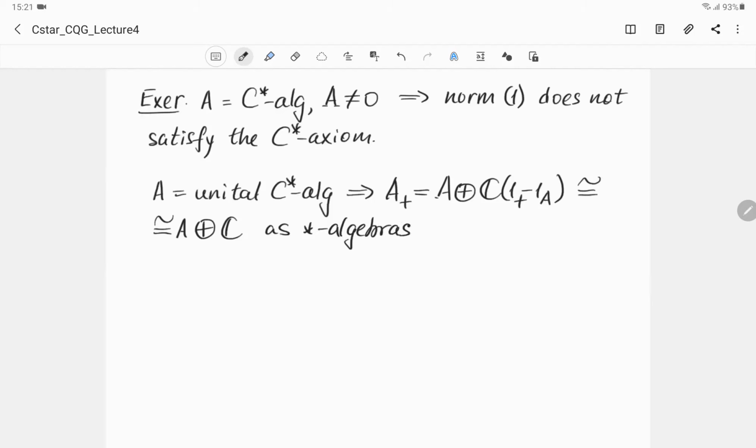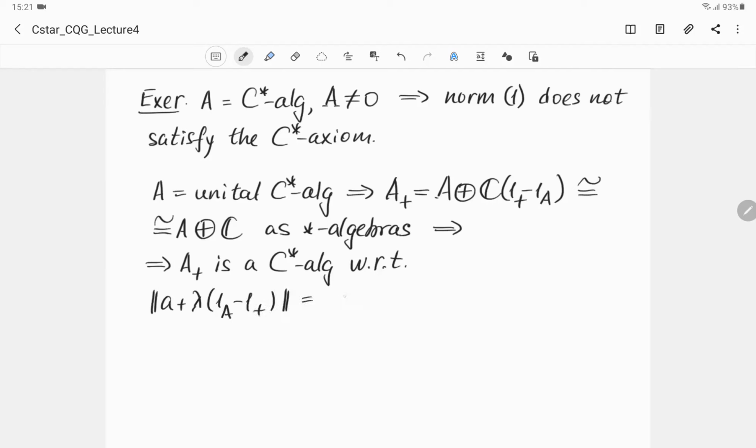So now, since both A and C are C-star algebras, we conclude that A plus becomes a C-star algebra with respect to the following norm: the norm of A plus lambda times the difference of two identities is the maximum of the norm of A and the absolute value of lambda.